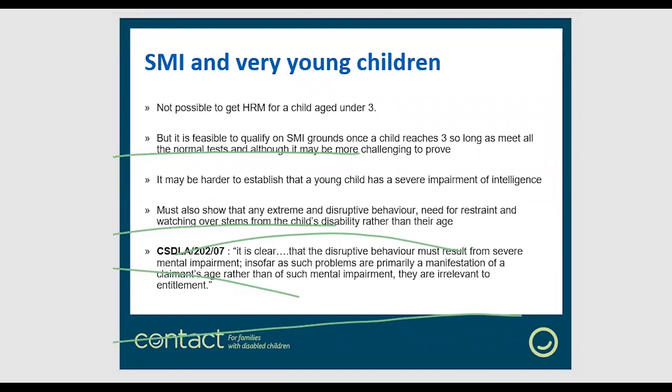And that's because, first of all, the younger a child is, the harder it might be to establish that they've got a severe impairment of intelligence. The ability to measure the child's intellect and their abilities might be more difficult the younger they are. But also, you need to be able to convince a decision maker or a tribunal that any extreme and disruptive behaviors and any need for restraint is definitely stemming from the child's disability rather than from their age. So it does make it a bit more complicated and challenging, but there's certainly no reason why it shouldn't be possible.